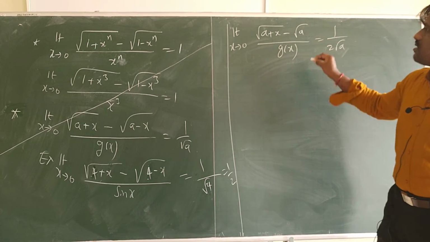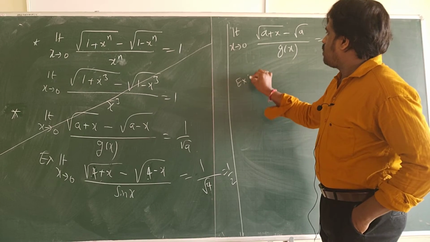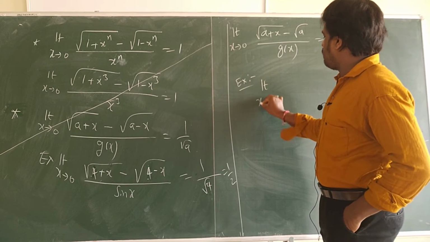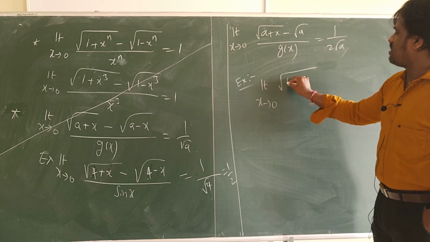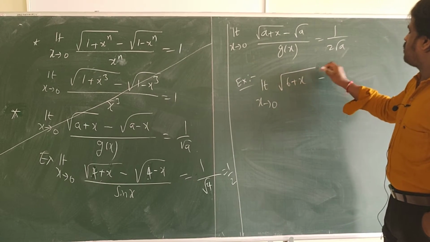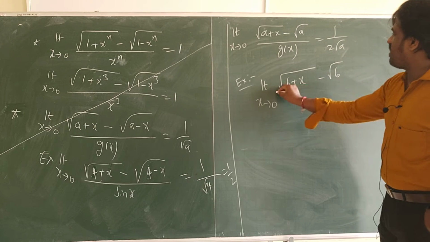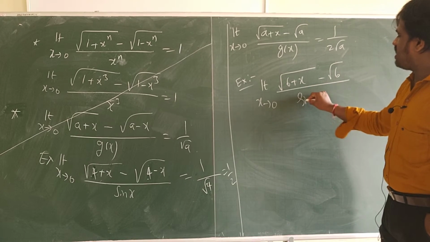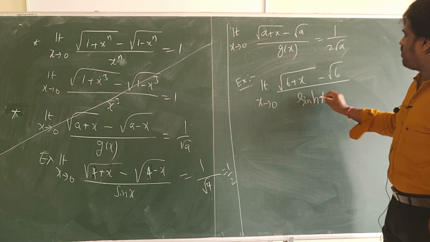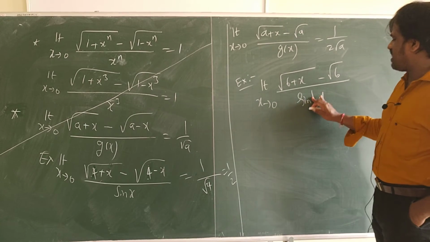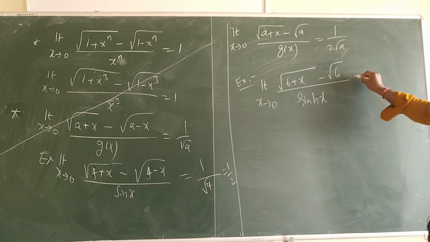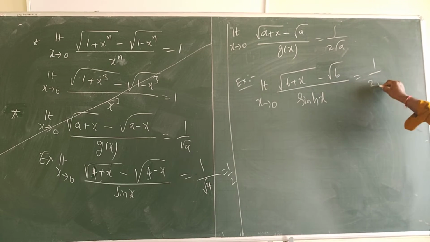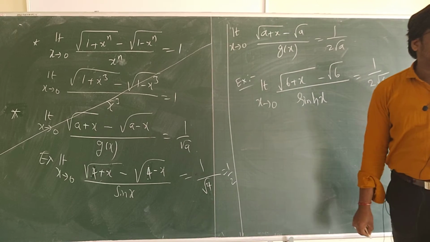But if you have, for example, limit x tends to 0, square root of a plus, you write anything, 6 plus x minus square root of 6 divided by sin hx, suppose you have sin hx or 5x, 8x, whatever it may be, hx is there, the answer will be 1 by 2 root a, where a value is 6. So 1 by 2 root 6 will be the answer.